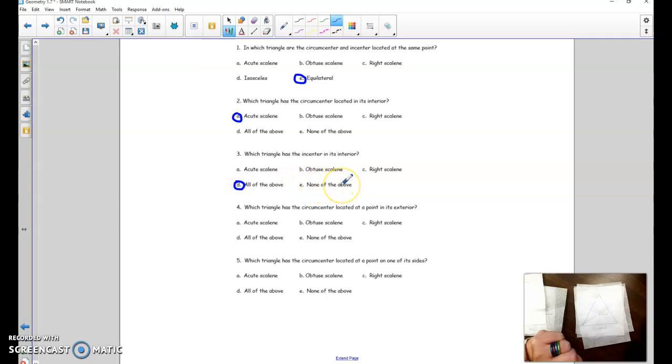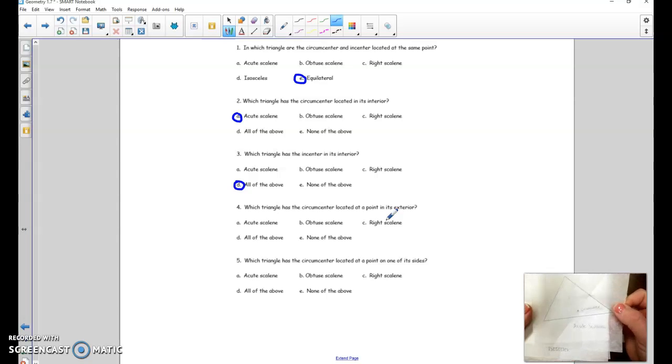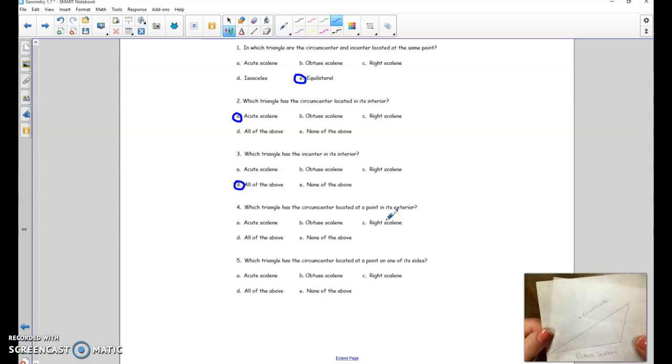Number four, which triangle has the circumcenter located at a point in its exterior? That's outside. So let's look at circumcenters. Acute scalene, circumcenter's inside. Right scalene, it's on the triangle, not its exterior. Isosceles, inside. Here we go. Obtuse scalene has the circumcenter outside the triangle. Obtuse scalene is choice B.